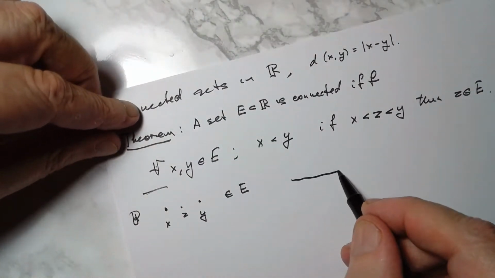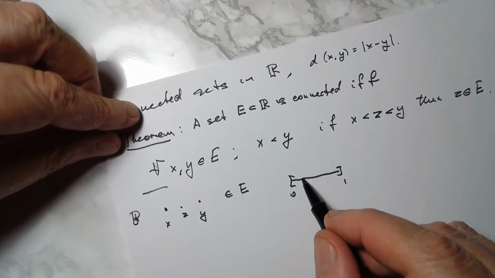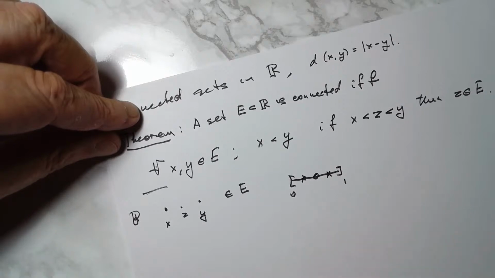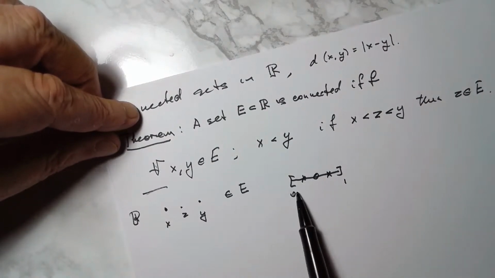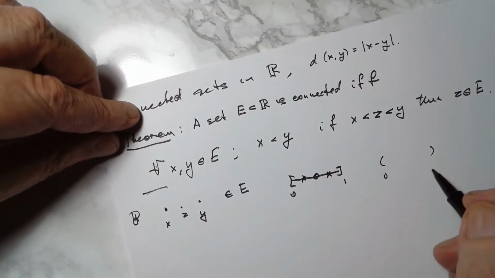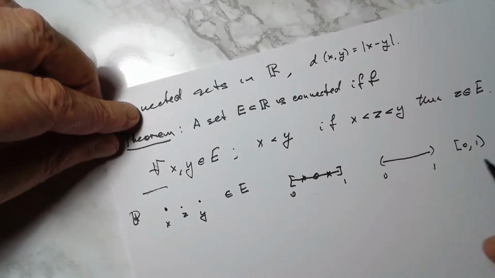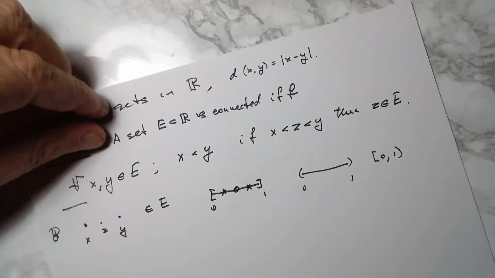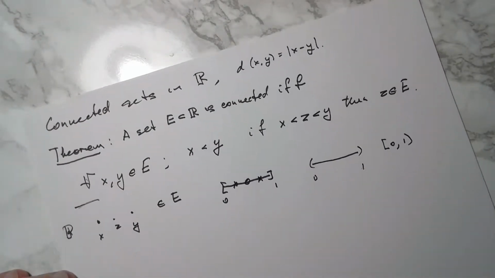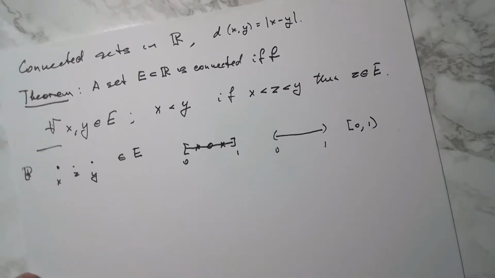So in particular, for instance, this interval over here, 0, 1, is a connected set because no matter where you take 2 points in this set and another point in between, if the two points belong to the set E, then the point in between belongs there. This set 0, 1 is likewise a connected set, and this set 0, 1 is also a connected set. Okay, so what this theorem says is that this particular in-betweenness property completely characterizes the connected sets in the metric space of all real numbers.